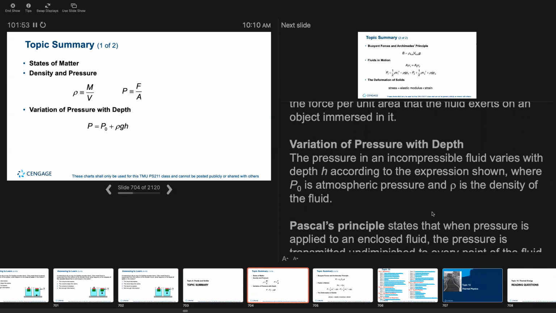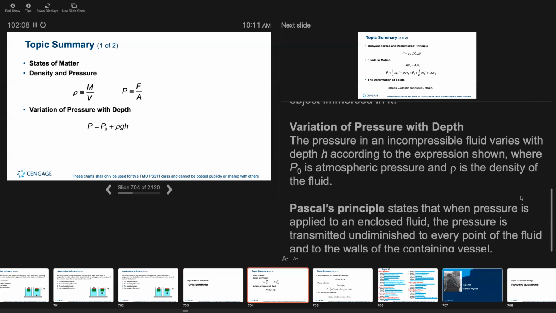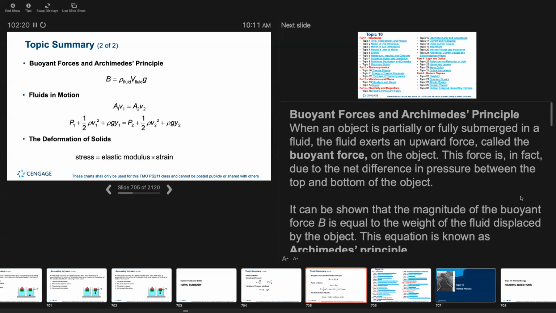Variations of pressure with depth. The pressure in an incompressible fluid varies with the depth h according to the expression shown, where P0 is atmospheric pressure and ρ is the density of the fluid. Pascal's principle states that when pressure is applied to an enclosed fluid, the pressure is transmitted undiminished to every point of the fluid and to the walls of the containing vessel.